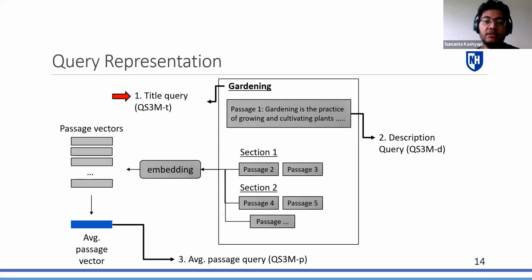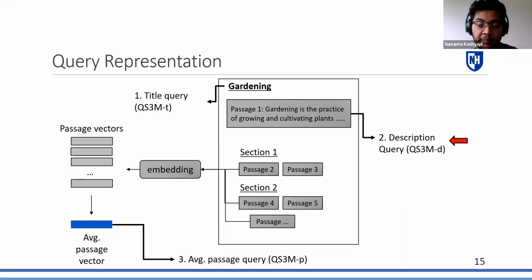So the most straightforward way to represent the query topic is to use the article title itself, which we refer to as the title query, and the resulting model as QS3MT in short. We also explore two alternatives.